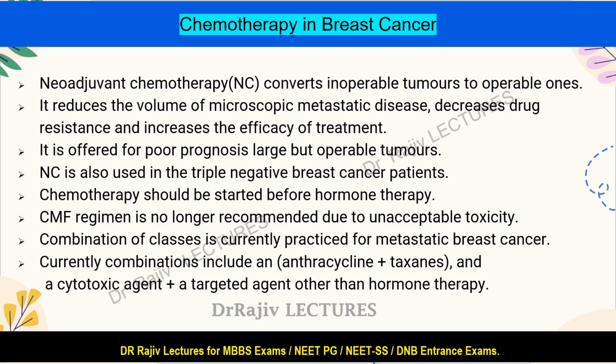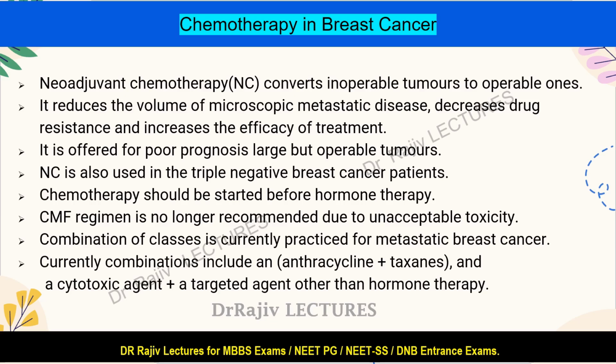Other potential advantages of using chemotherapy before surgery may include the reduction in the volume of microscopic metastatic disease, decreased drug resistance by treating tumors before resistance has developed, and increased efficacy of treatment. Neoadjuvant chemotherapy eradicates microscopic disease in the regional nodes in 40% of patients, reducing the need for complete axillary clearance at the time of primary surgery.